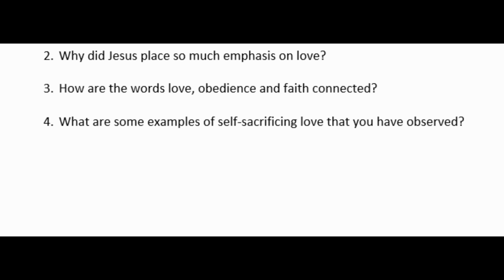How are the words love, obedience, and faith connected? So have students spend some time looking at these words and discussing how love, obedience, and faith are connected. What are some examples of the self-sacrificing love that you have observed? So have students reflect and share.